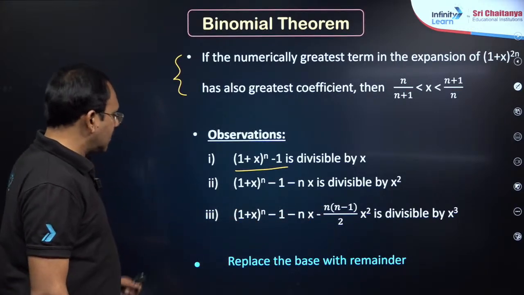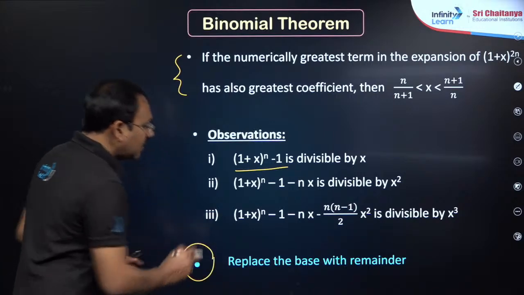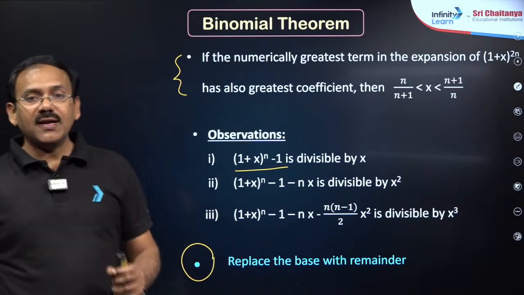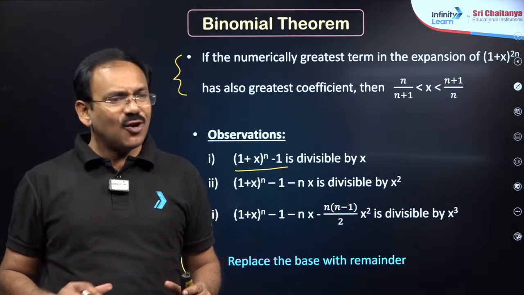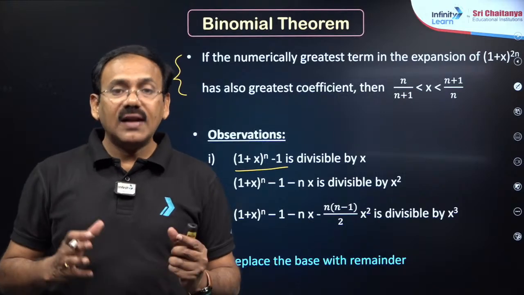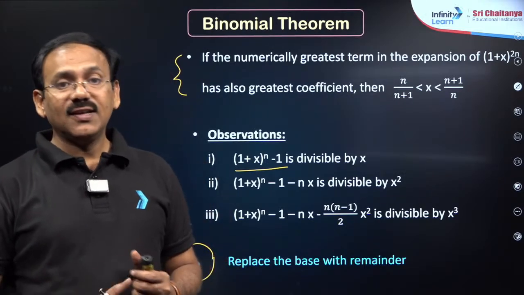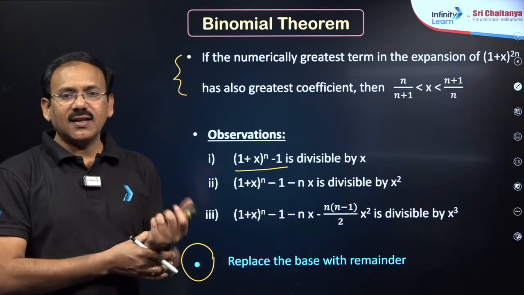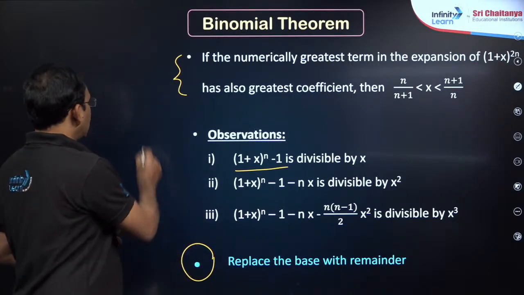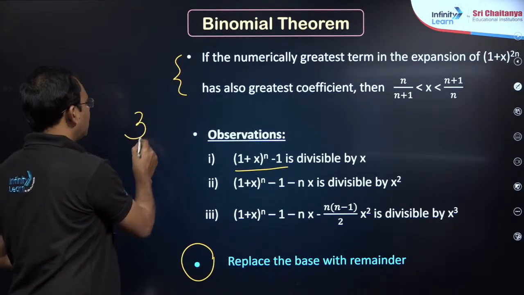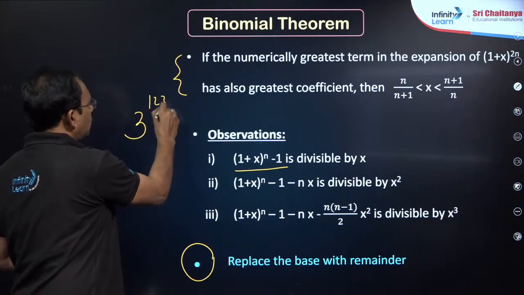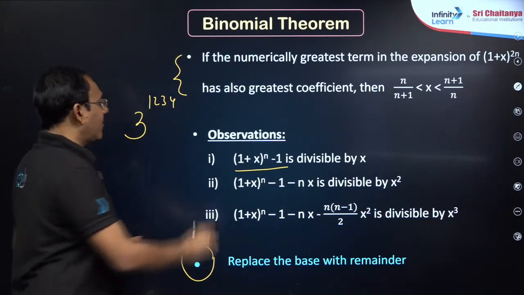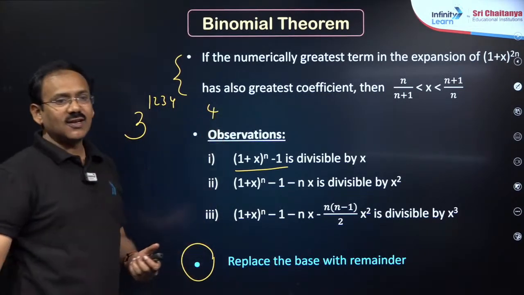Okay. The next point, my dear friends: replace the base with the remainder. What a beautiful point it is. You know what is the meaning of replace the base with the remainder? Remainder models, my dear friends. Lots of questions are there in this chapter. For example, you want to find 3^(1234), and the question is what is the remainder when it is divided by 4.